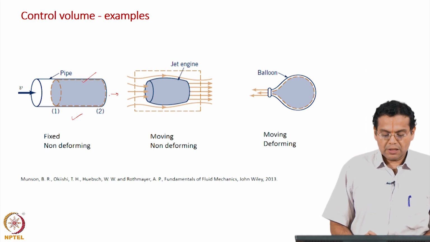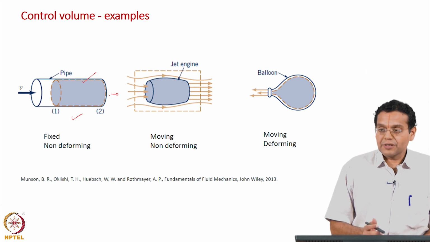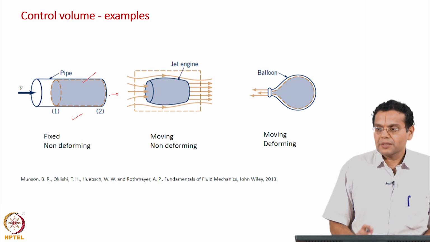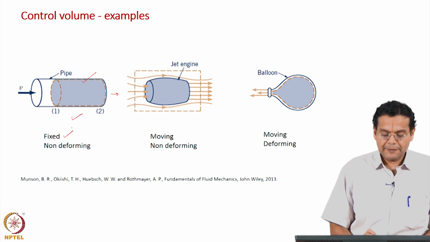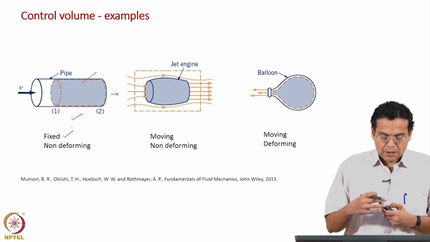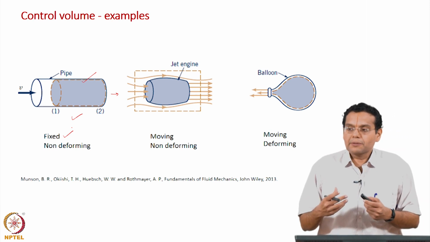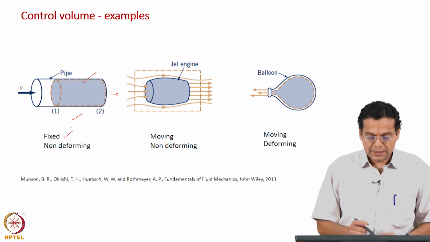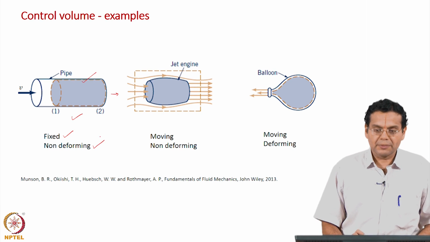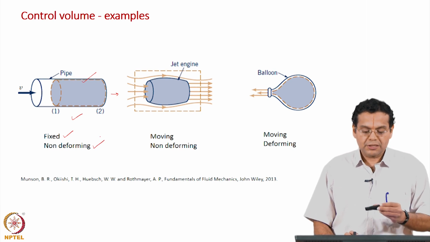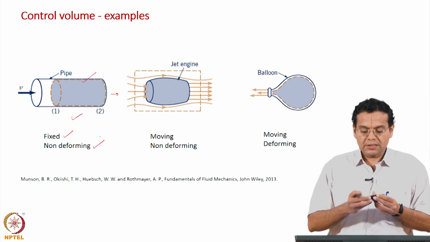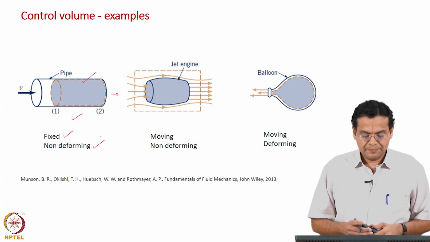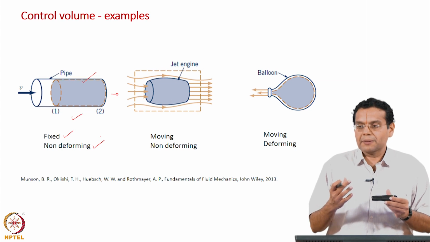This control volume is fixed, the pipe usually does not move, you usually have a fixed pipe. So, the control volume is fixed and the surface of the pipe does not deform, it is rigid, and that is why it is a non-deforming and fixed control volume. Fixed because it is stationary, non-deforming because the surface does not deform. Okay. Deform meaning change in shape, etc.